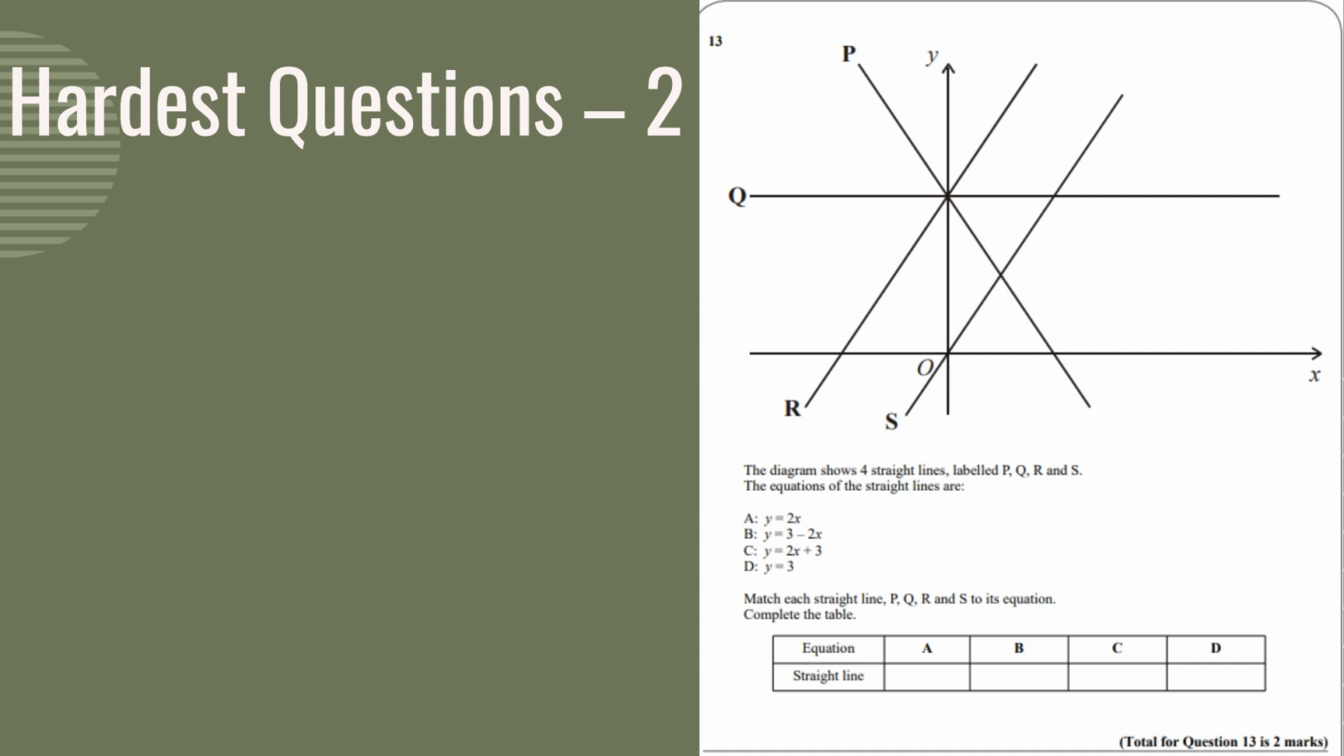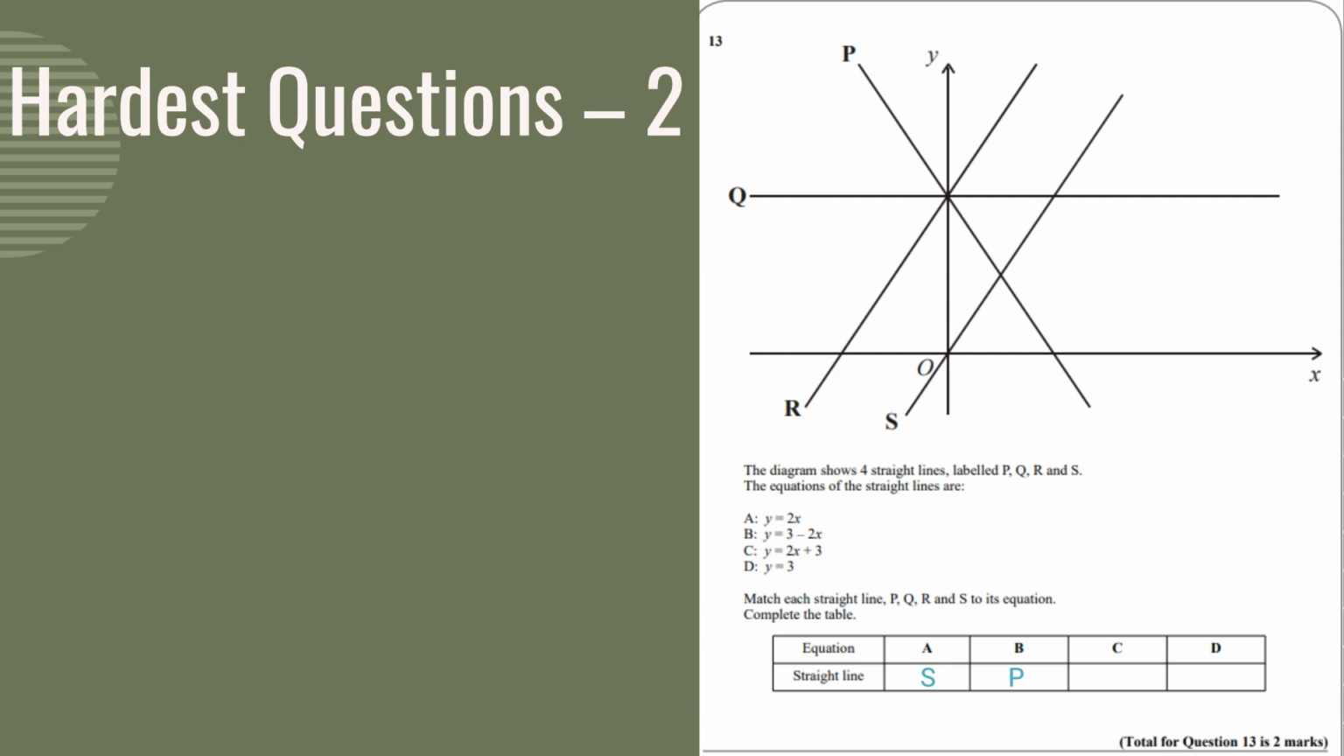A is y equals 2x. And we know y equals x will go through the origin. So therefore, it must be y equals 2x. So A is S. In our B, we can see y equals 3 minus 2x. The minus 2x means it's a negative gradient. And as we can see, the only one that has a negative gradient is P. So B is P.